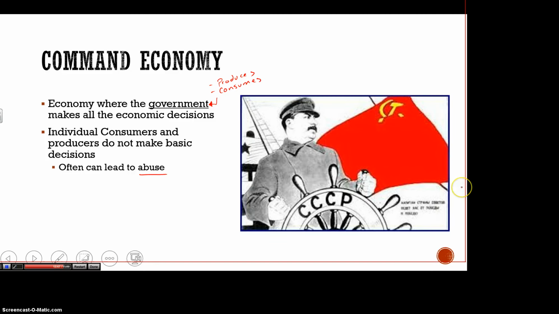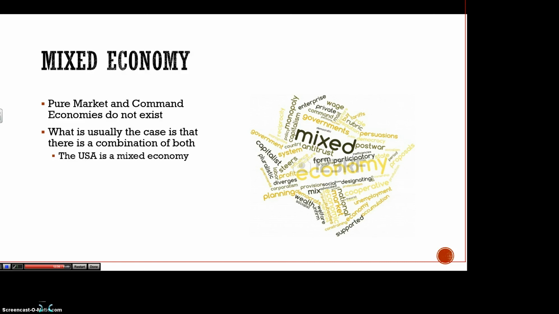Lastly, we have this thing called the mixed economy. The mixed economy is the most common in the world. And this is because there's no such thing as a pure or only market and command economy. They just don't exist. And in mixed economy, what they do is they take the best they can, or they feel they can, from market and the best they think they can from command, and they combine them to form their economy. The best example of this is the United States. In the United States, we have a mixed economy.